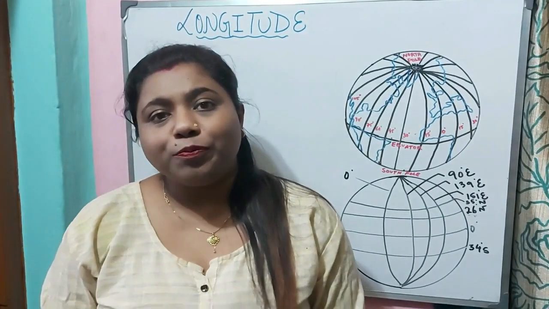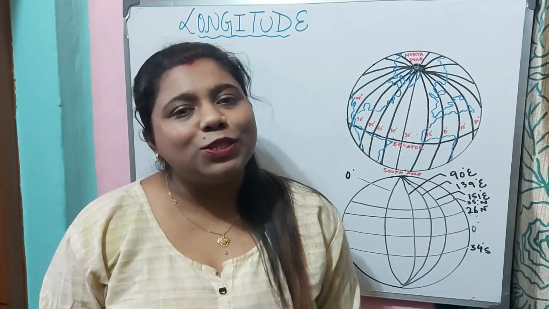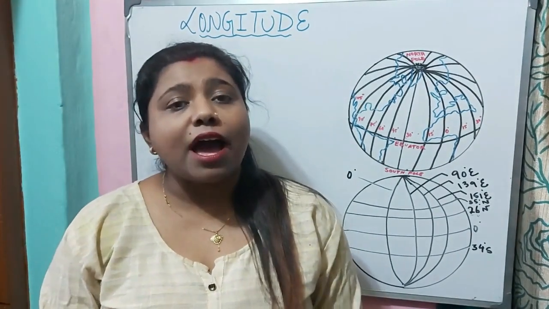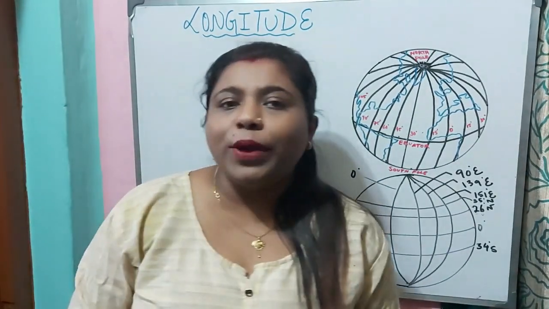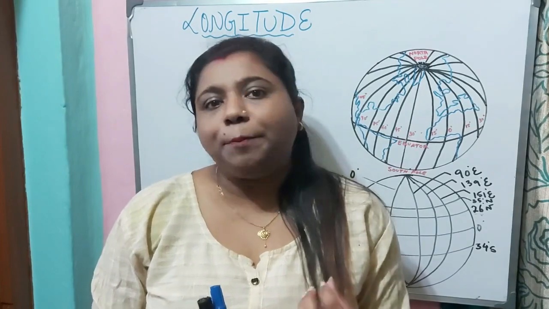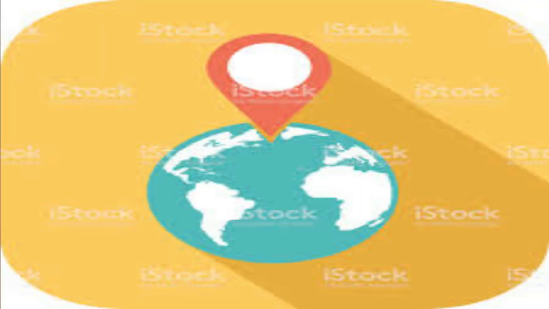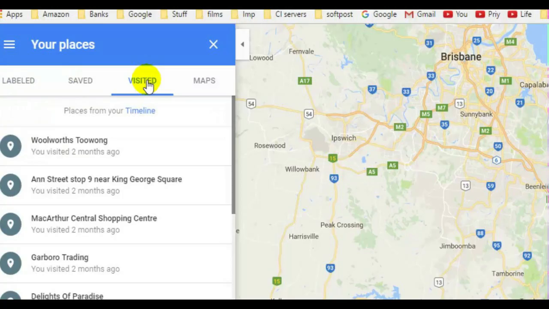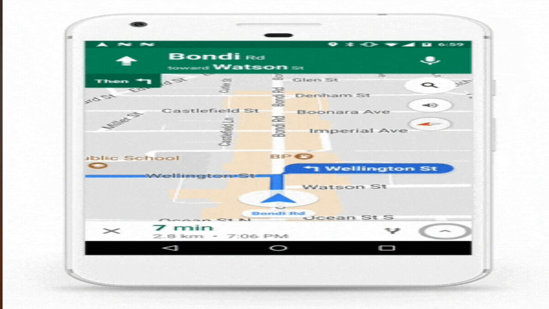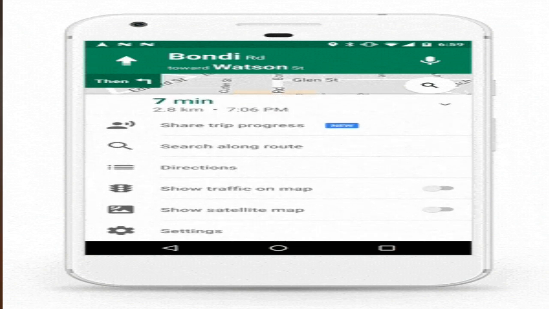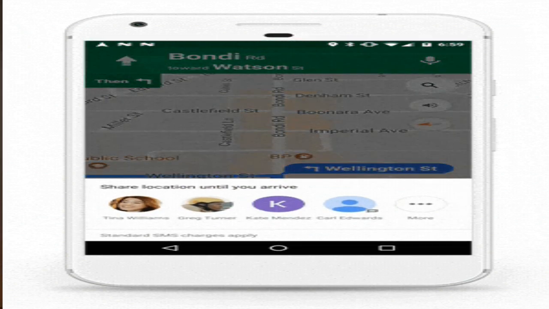In the last video, we read about the heat zones of the earth. Today we will start with a new and very interesting topic. Nowadays, if we have to locate any place, what do we do? We just put the address in Google Maps, and Google Maps gives us information about where we have to go, how we have to go, where we need to take a right turn, and where we need to take a left turn. Think about how Google Maps does that.